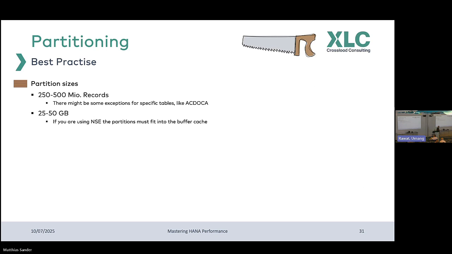And if you're using NSE, you have to bear in mind that a complete partition has to fit into the NSE buffer cache. So you have to check the biggest partition with the biggest columns in your system. Based on that, you have to size your buffer cache, or maybe you have to repartition the table if it is too big.